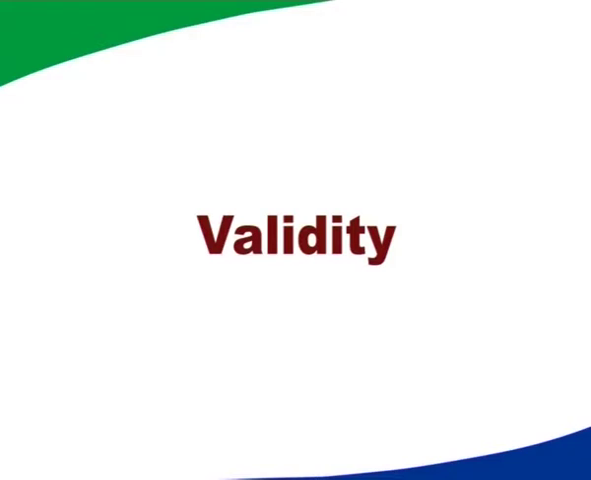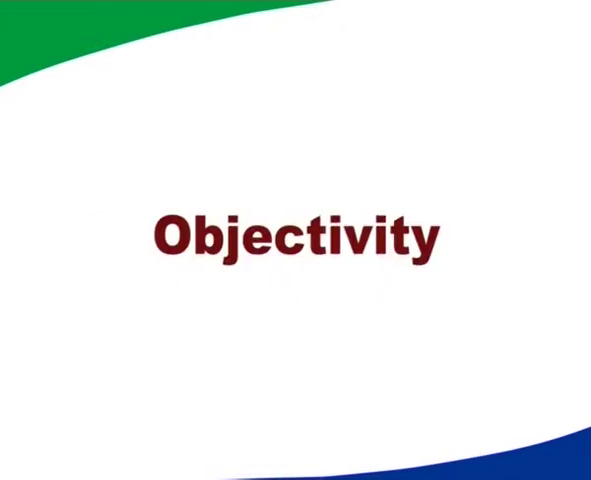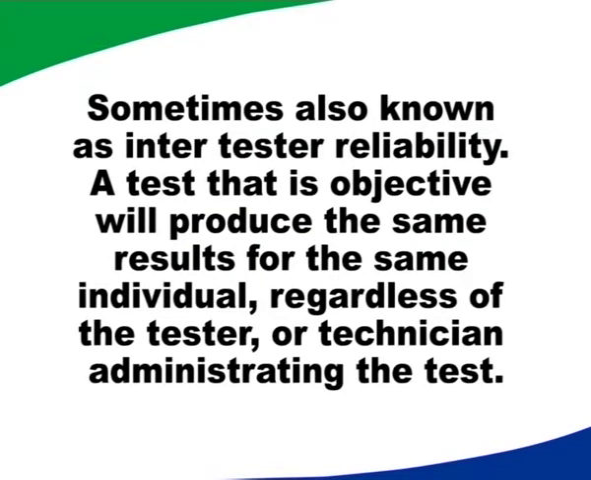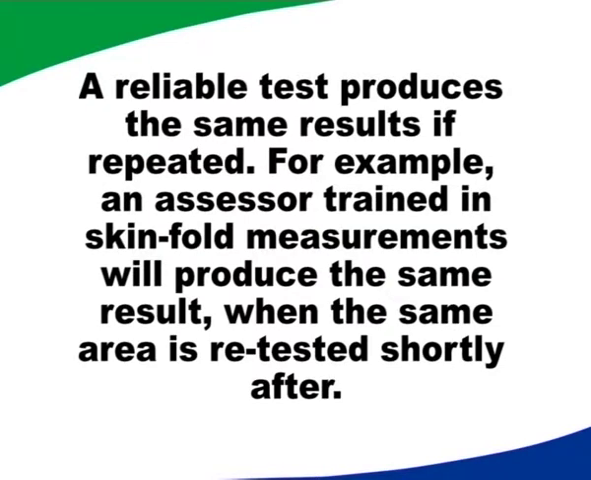Second is validity. Fitness tests must measure the component of fitness that they are supposed to. Third is objectivity, sometimes also known as inter-tester reliability. A test that is objective will produce the same result for the same individual regardless of the tester or technician administering the test. Fourth is reliability. A reliable test produces the same result if repeated. For example, an assessor trained in skin fold measurement will produce the same result when the same area is retested shortly after.